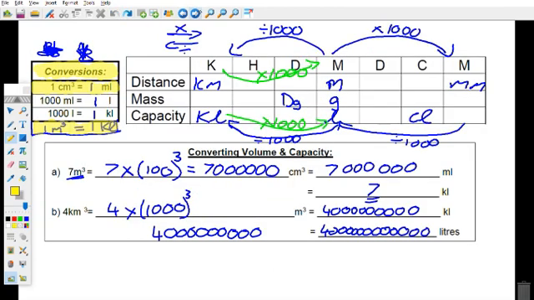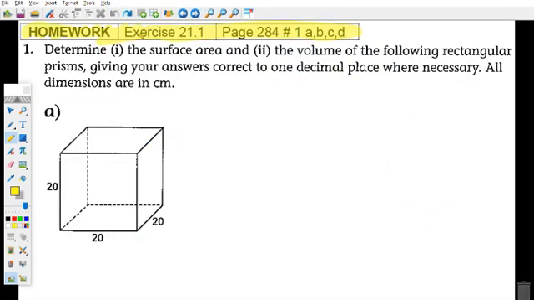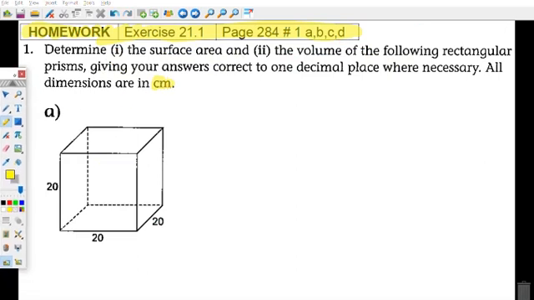So let's have a look. First on here, we have to be given this information. All the dimensions are in centimeters. That's important because my final answer must have a unit. If there's no unit there, your answer is wrong. Okay, let's have a look.